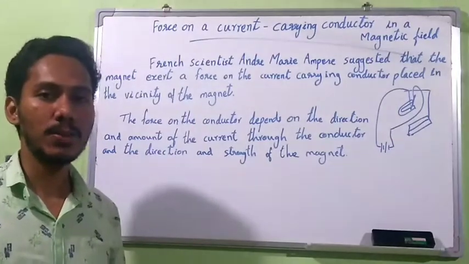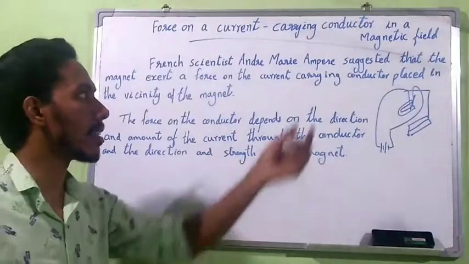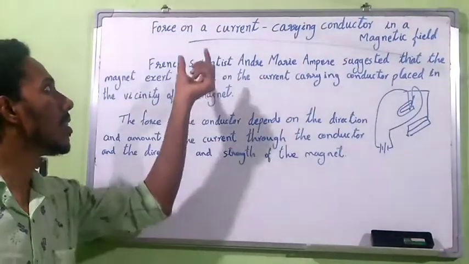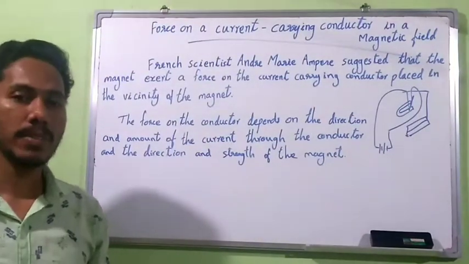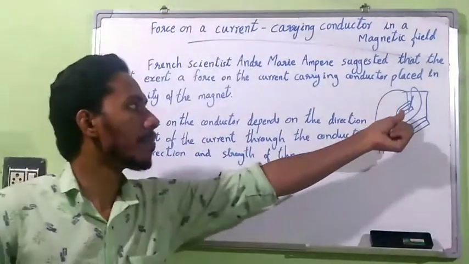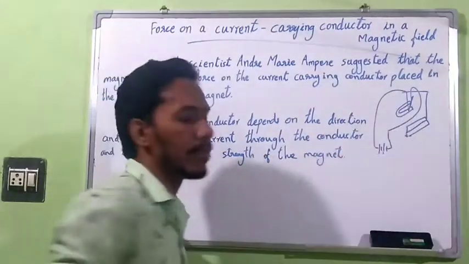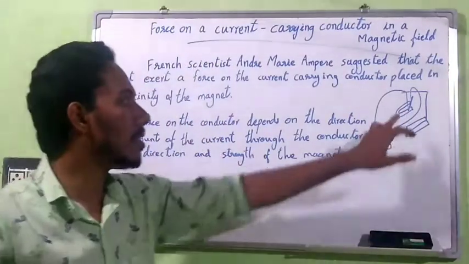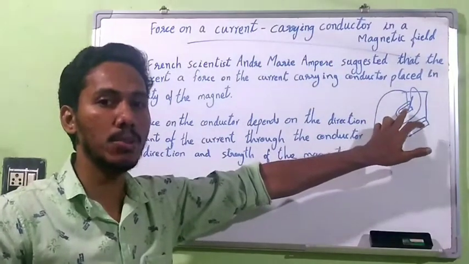Hi students, today we have to discuss the chapter force on a current carrying conductor in the magnetic field. Take a coil and that coil is connected to a battery. That means a current carrying coil is placed in the vicinity of a magnet. This is a horseshoe magnet, that is a U magnet.